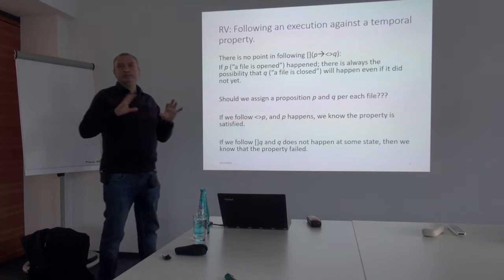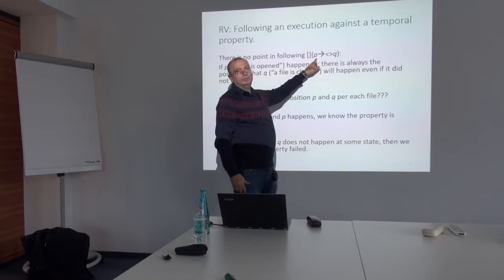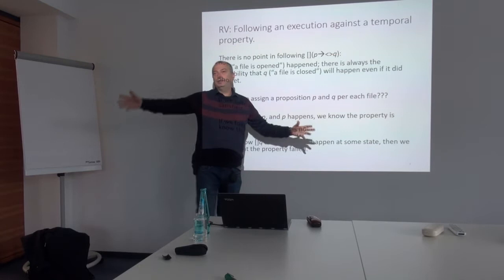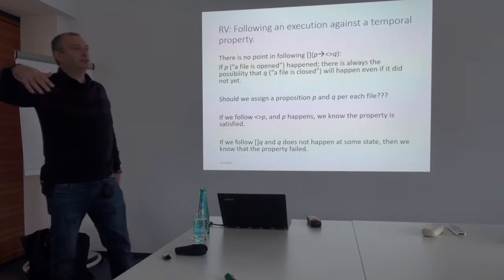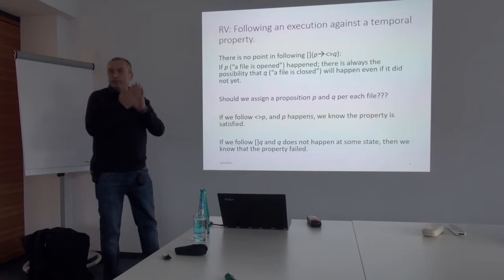Right? I don't want to follow. I can follow, but even if Q happened, later there could be another P, and again I'm not going to see whether the next Q would happen, or maybe I'm lucky and Q happened two steps after the P. But this is kind of a problematic thing. What I mean to say here is that there are some properties for which runtime verification is problematic, because what I see always is the prefix.